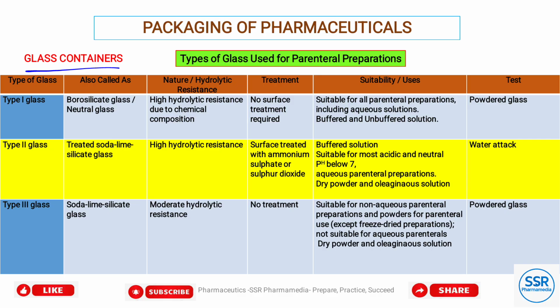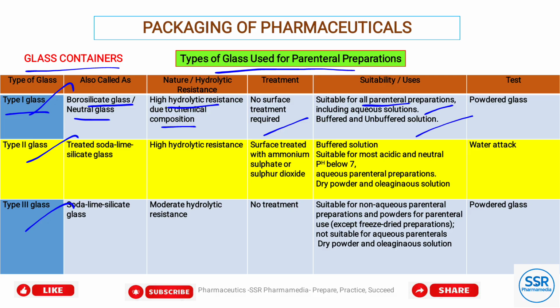So next is the type of glass used for the parenteral preparation. There are three types: type 1 glass, type 2 glass, and type 3 glass. First is type 1 glass. It is the type of borosilicate glass or neutral glass. It has high hydrolytic resistance due to its chemical composition, and no surface treatments are required. It is suitable for all parenteral preparations including aqueous solutions, and buffered and unbuffered solutions.